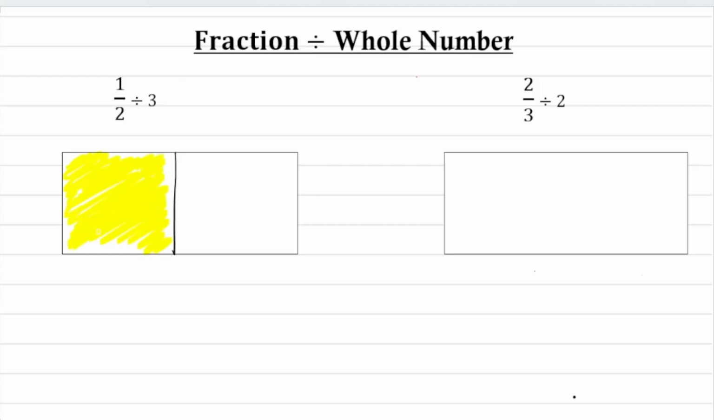Now you can do the division either vertically or horizontally. I have divided this vertically, so let's do the division horizontally. Divide it into 3 equal pieces: 1, 2, and 3. So these are the 3 equal pieces. Pick any one piece. I will pick this piece.